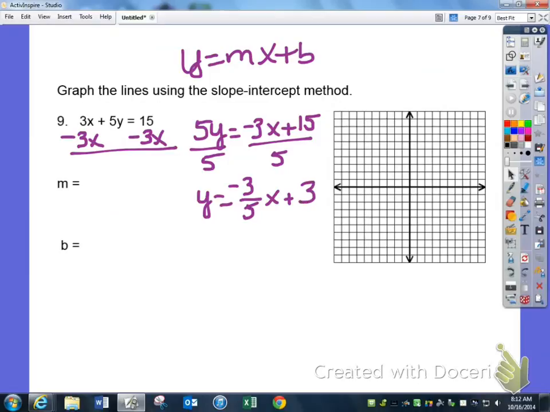And that's my equation. So my slope is negative 3/5. My b, my y-intercept, is 3. So I am going to begin at 3, and my slope says negative 3/5. That means I'm going to go down 3 over 5. So put a point at 3 on the y-axis, and then go down 3 over 5 as many times as you can.